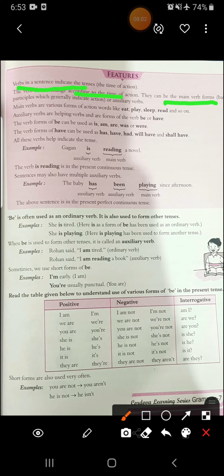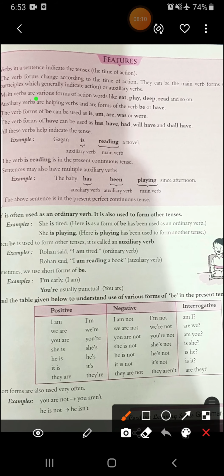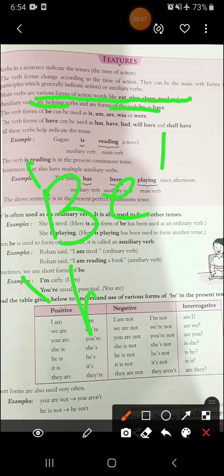They can be main verb form and auxiliary verb as well. Now what are the main verbs? Main verbs are in the form like eat, play, sleep, read. All these are main verbs. And what are your auxiliary verbs? Auxiliary verbs are your helping verbs and are in the form of the verbs be or have. Now see what is there in be and what is there in have. These are your auxiliary verbs.